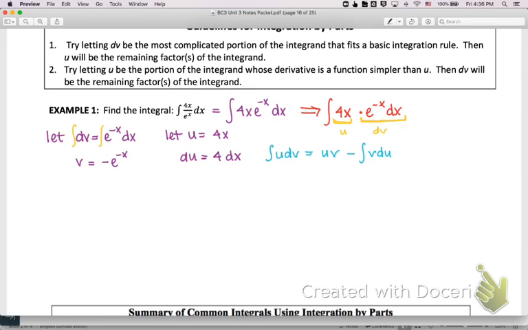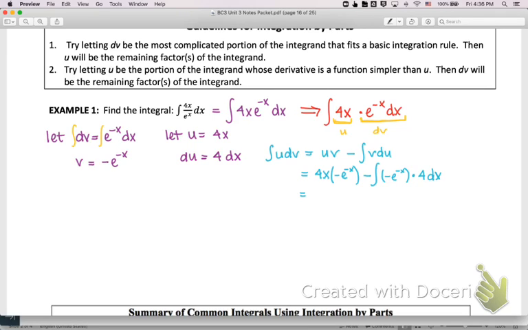Okay? So now we just substitute the parts. We've already defined all of those things over on the left. So u is 4x, and v is what we integrated. We got negative e to the negative x, minus the integral of v, which is negative e to the negative x, times du, which is 4 dx.